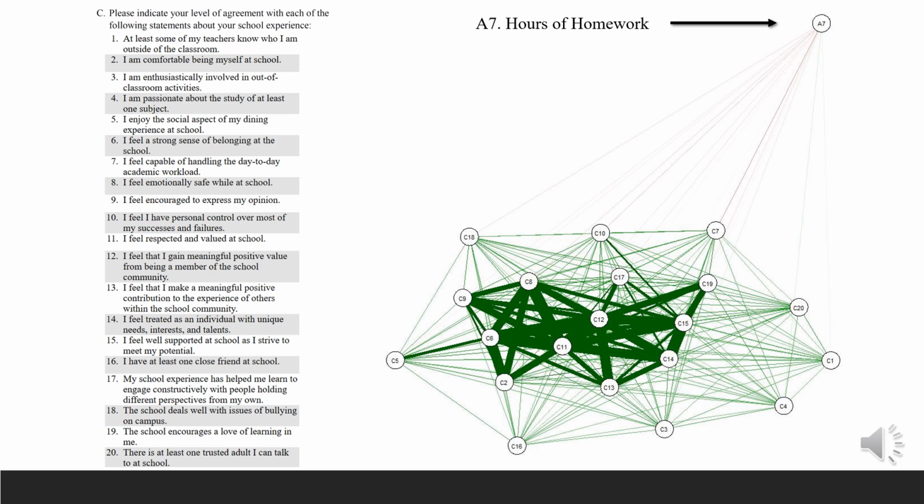It's a red line. In other words, the strongest correlation, a negative correlation, is between time spent on homework and feeling capable of handling the workload. Make sense? There is a positive correlation, albeit slight, between time spent on homework and feeling passionate in the study of at least one subject. I take that as a good thing.